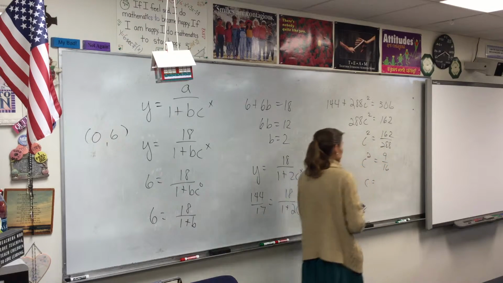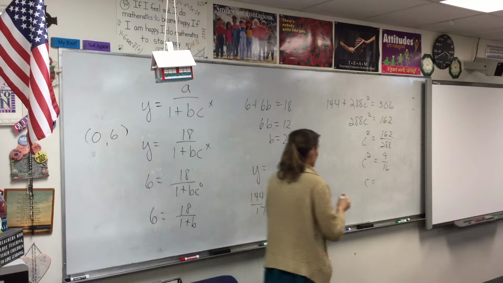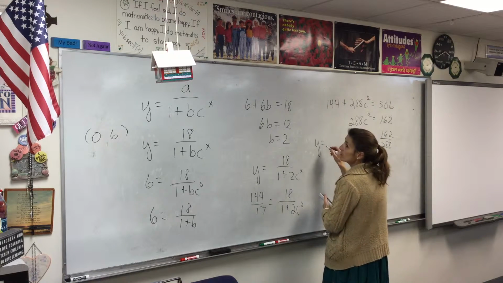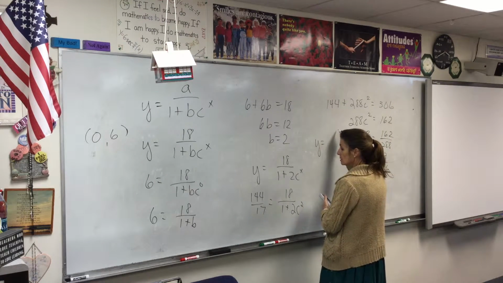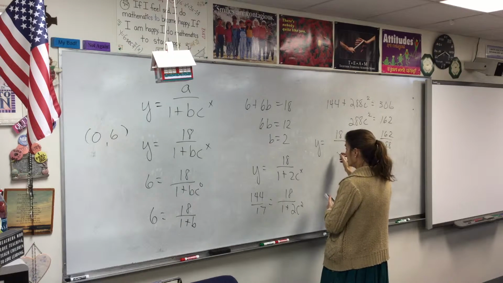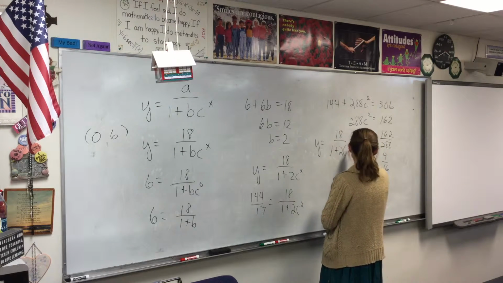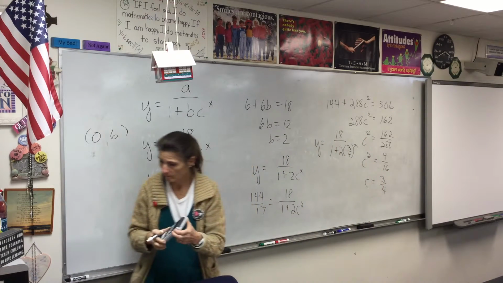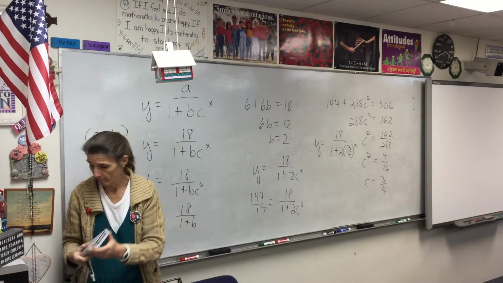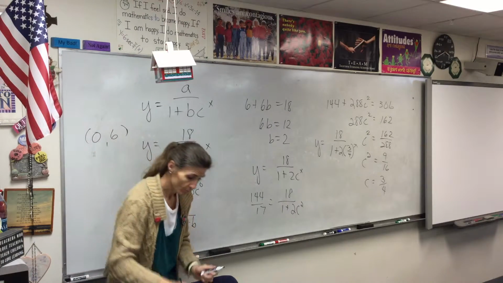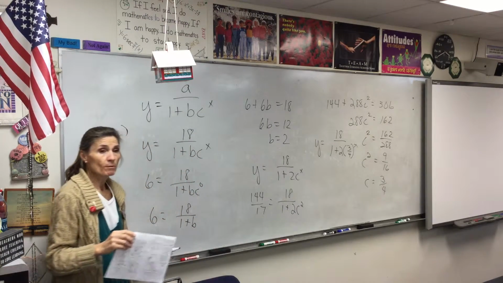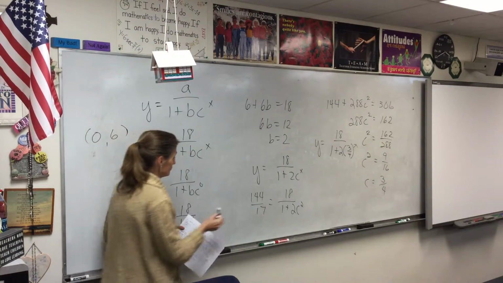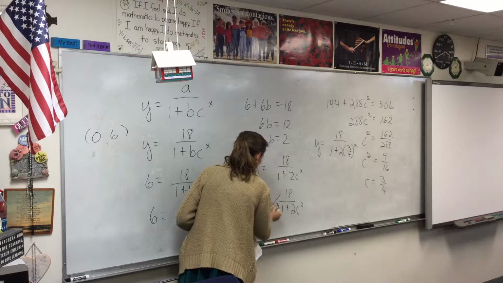So let's see. Yeah, miraculously. So y equals 18 over 1 plus 2 times 3/4 to the x. All right, Robert? So when you said like cross multiply, did you just move? Okay.